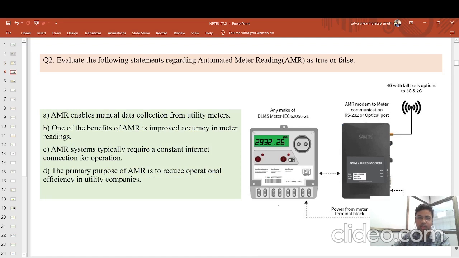So this is the second question. Go through it and tell me which is correct and which is false related to this automated meter reading.